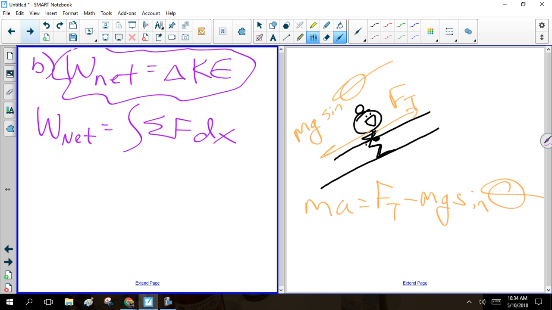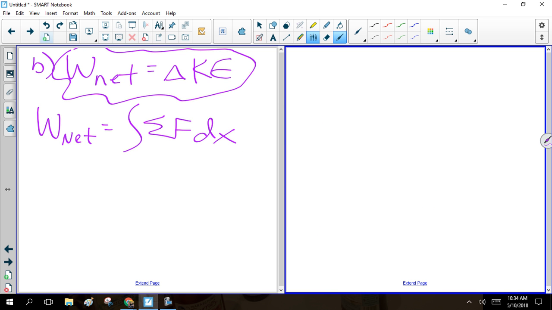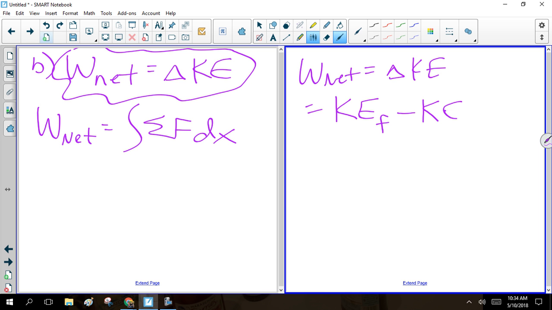Net work is change in kinetic energy. And the problem wants to know, what's the net work done? So, to do part B, I'm going to do this. My net work is the change in kinetic energy. That's KE final minus KE initial, right? What's the initial kinetic energy, you guys? Sorry, initial kinetic energy is 0. Final is some number, right? Oh, well that's 1/2 the mass times the terminal velocity squared.